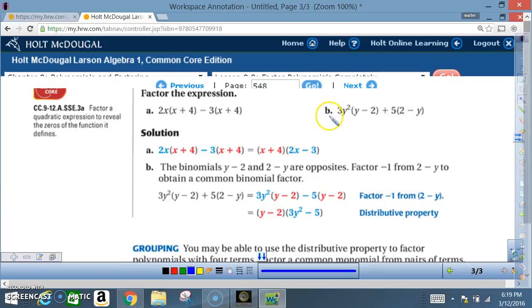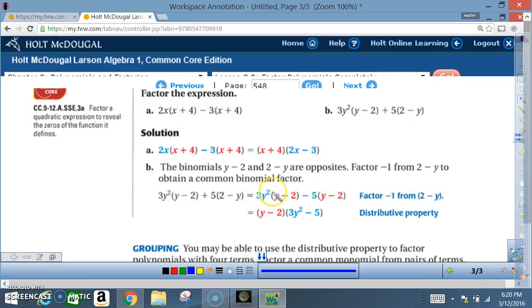Okay, let's take a look at example 1b. We've got 3y squared times (y minus 2) plus 5 times (2 minus y). The binomials y minus 2 and 2 minus y are opposites. Factor out negative 1 from 2 minus y to obtain a common binomial factor. So you take the original polynomial and you're going to factor out what they have in common. But before you do that, you're going to make 5 times (2 minus y) opposite so it can match up with this.